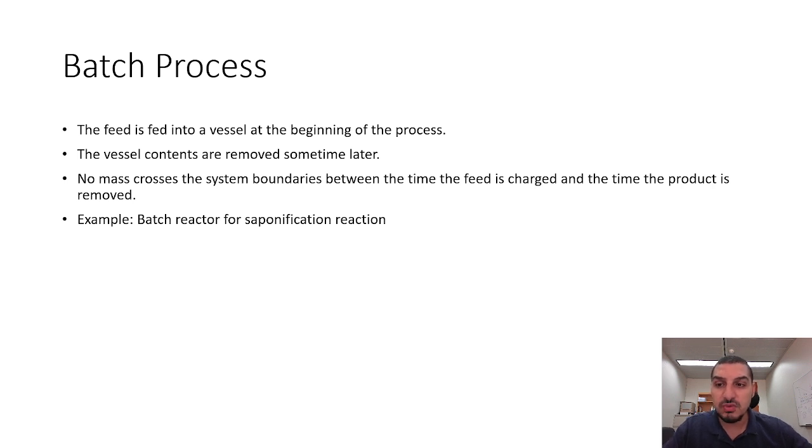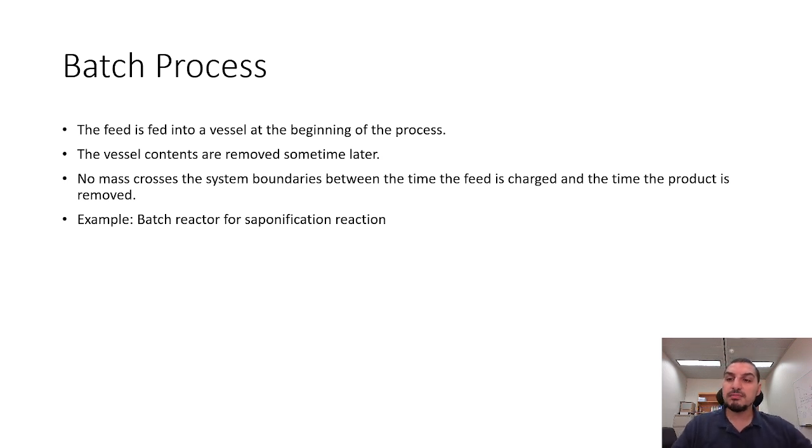So for a batch process, we have a feed that is fed once into the process, and the process takes place. All the steps and the stages are taking place in the process. And then after the process is done, after some time, the product is removed from the process. So during the process, there is no flow in or flow out. It's only the process taking place. The feed is fed in the beginning, and the product is produced at the end.